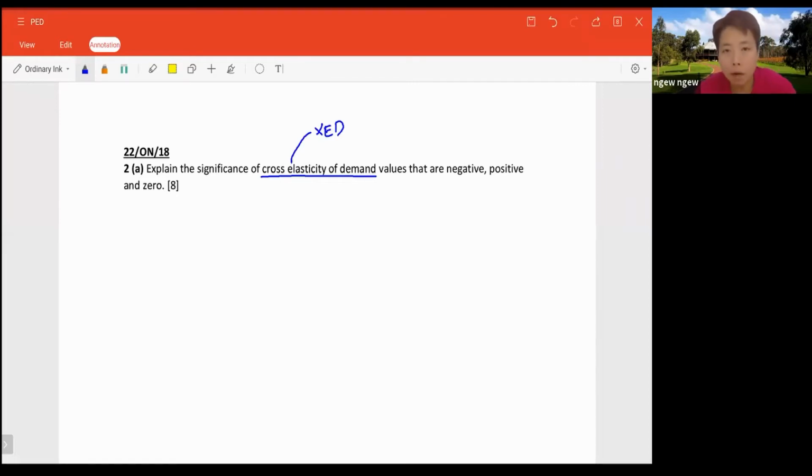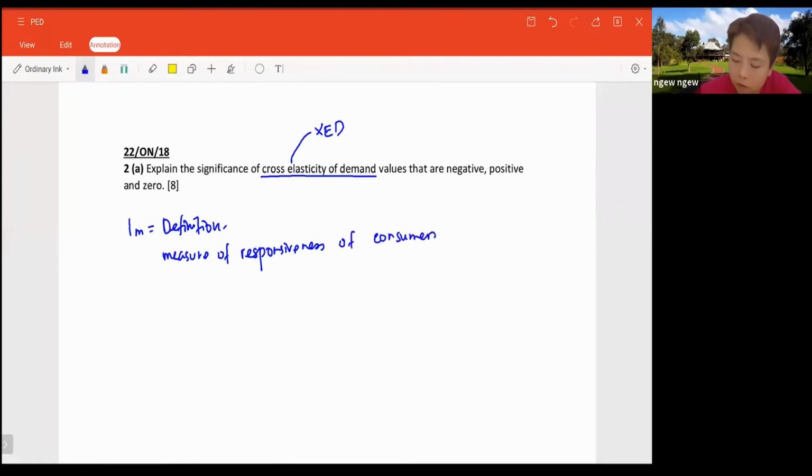Now let's start. 8 marks, what do we need to include? 1 mark is always given to the definition of XED. As we have learned previously, it is a measure of responsiveness of consumers' demand for good X when the price of good Y changes. Okay, this is the definition which will give you 1 mark.